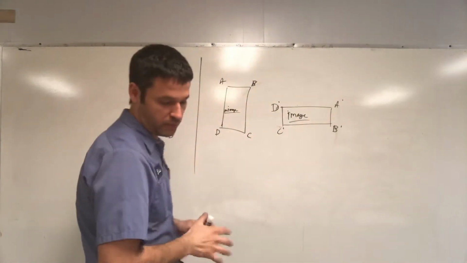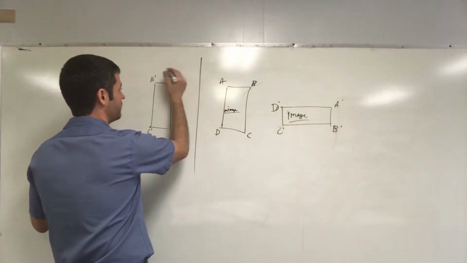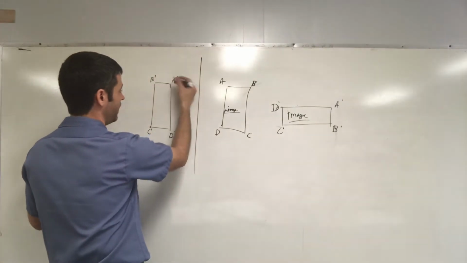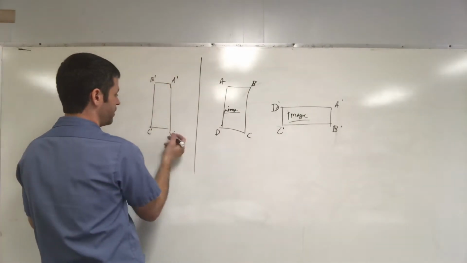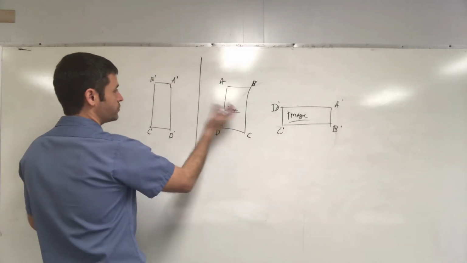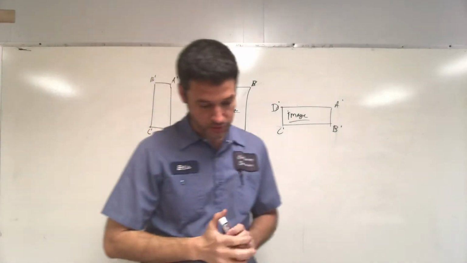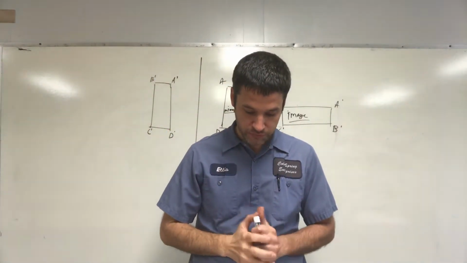And you always label the vertices with the same label, except you put a little tick mark above it, and that is a prime. It's called a prime, so it's like A prime, B prime, C prime, and D prime. That is your cue that a transformation happened of some sort, and then you'll figure out what type of transformation. All right, keep going. We're in the middle of page 445.